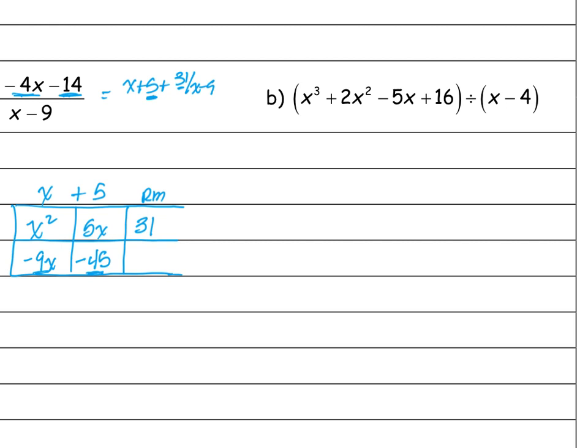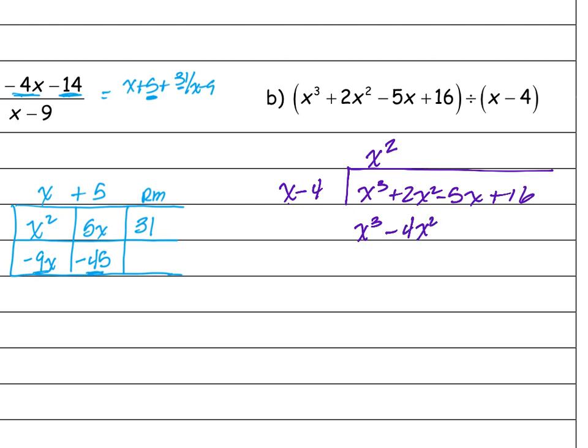So I've got x cubed plus 2x squared minus 5x plus 16 divided by x minus 4. So what do I multiply x by to get x cubed? Well, that would be x squared. And x squared times x is x cubed, and x squared times negative 4 is negative 4x squared.